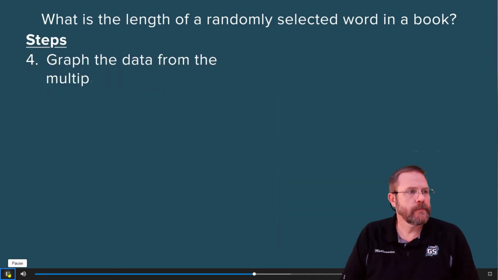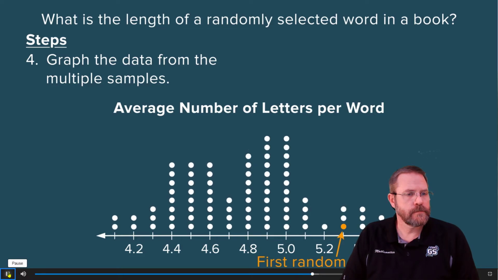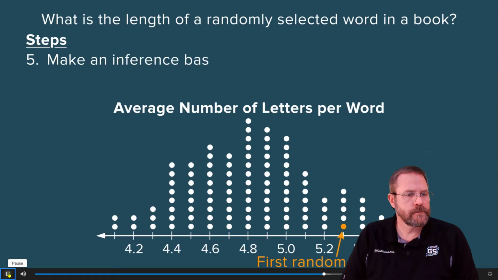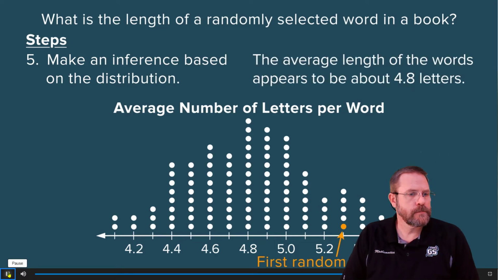Next, display the data from the multiple samples using a dot plot. Place a dot at 5.3 to show the average word length of the first sample. Then graph the values for the remaining samples. Now you can make an inference about the average number of letters per word based on the shape of the distribution. The dot plot shows that the average length of the words in the book appears to be concentrated around 4.8 letters. Notice that the average from the first sample is greater than the averages from most of the other samples. Generating multiple samples more accurately represents the average length of a word in the book than the result of a single sample.